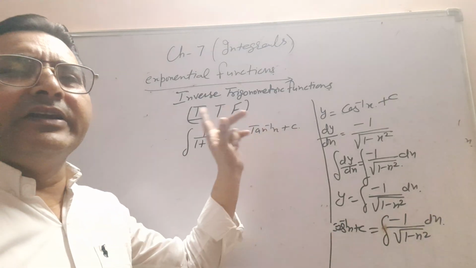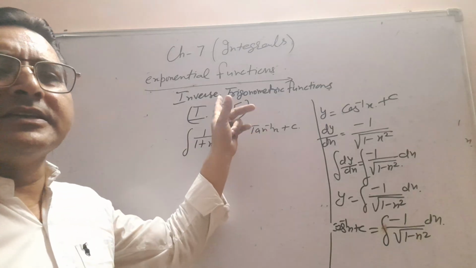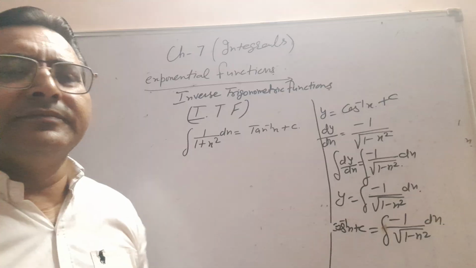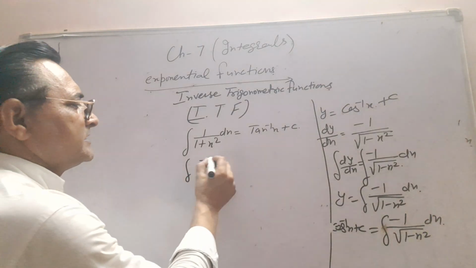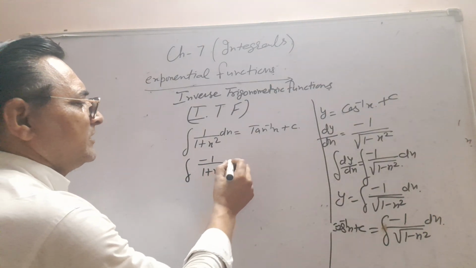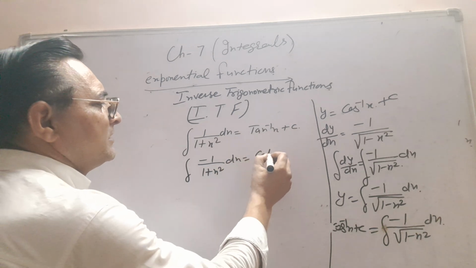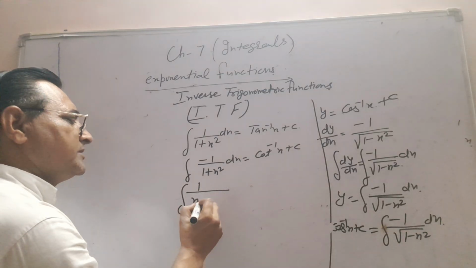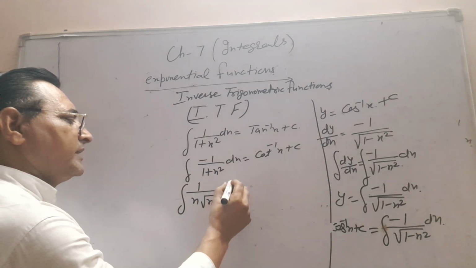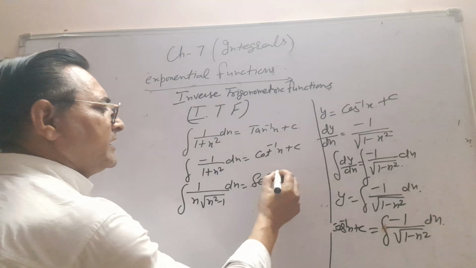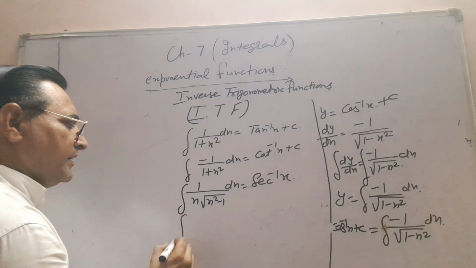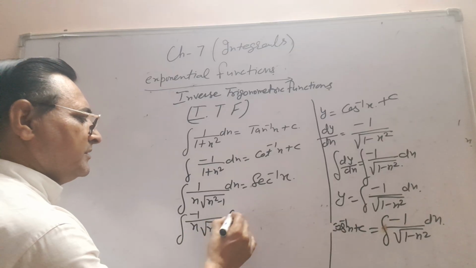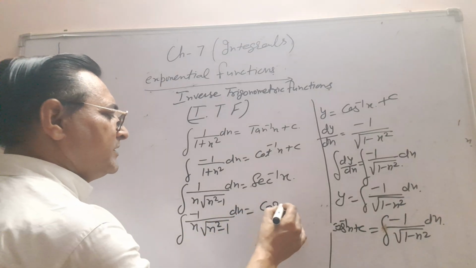The derivative of tan inverse x is this, so the integration of 1 upon 1 plus x square will be tan inverse x. Clear? So same here, if there is negative 1 upon 1 plus x square, then it will be cot inverse x plus c. If there will be 1 upon x root x square minus 1 into dx, its integration will be secant inverse x. And if there will be minus 1 upon x root x square minus 1, its integration will be cosec inverse x.